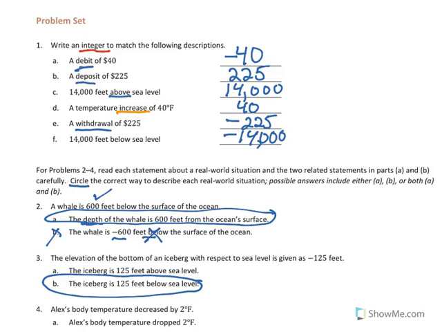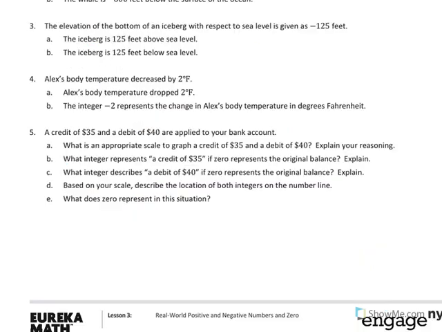The elevation of the iceberg with respect to sea level, that means sea level is 0, is given as negative 125 feet. So if you're doing it, that would be here. What we're talking about, the bottom of the iceberg would be down here. And so the iceberg is 125 feet below sea level. Okay? All right, let's go to number 4. I did it on this page.